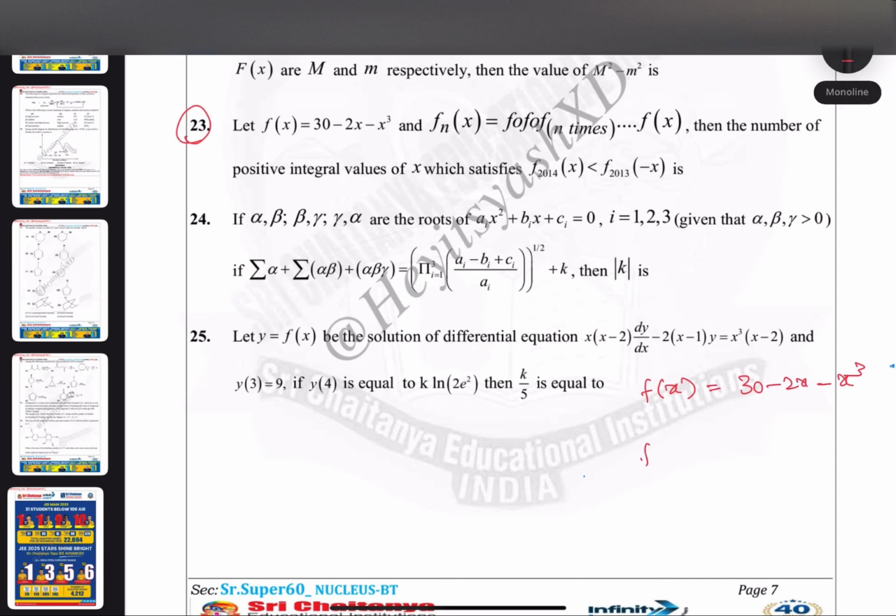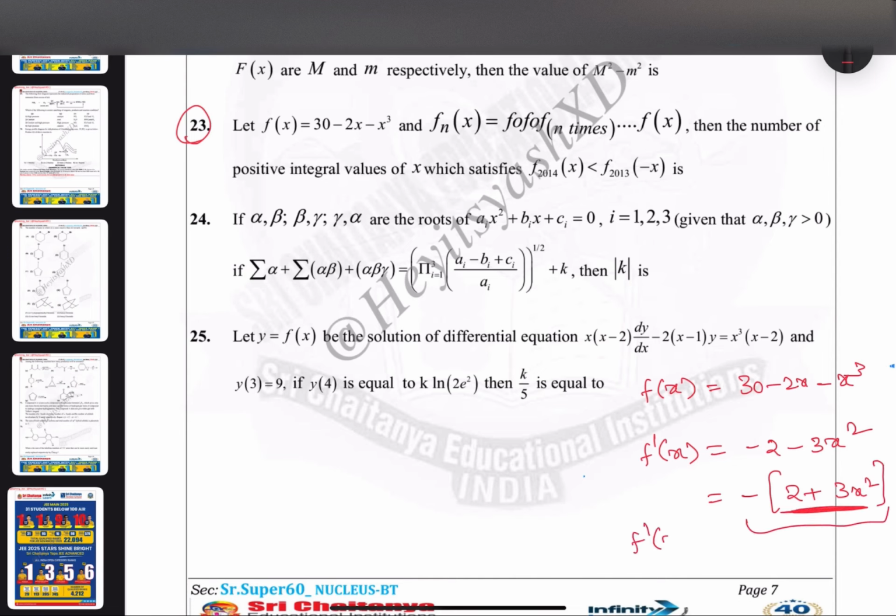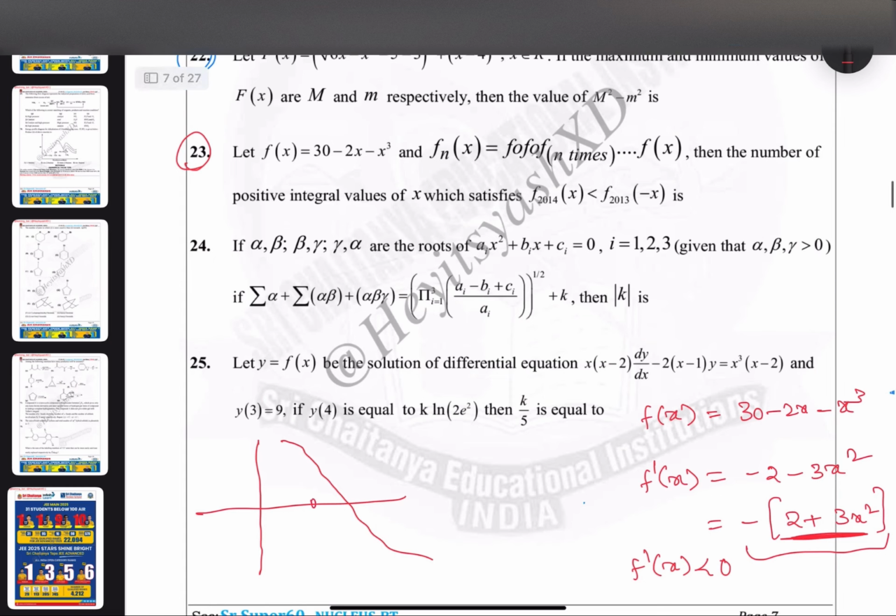From f of x, we can find out f dash of x. F dash of x is simply minus 2 minus 3x square. So this is simply minus of 2 plus 3x square. So this quantity is always positive, so this total quantity is negative. So f dash x is always negative for any value of x. Therefore, you can conclude that f of x is a decreasing function. The function will be decreasing like this. So if you consider one value x1 here and another value x2 here, if x1 is less than x2, then f of x1 is greater than f of x2. So this is the property of decreasing functions.